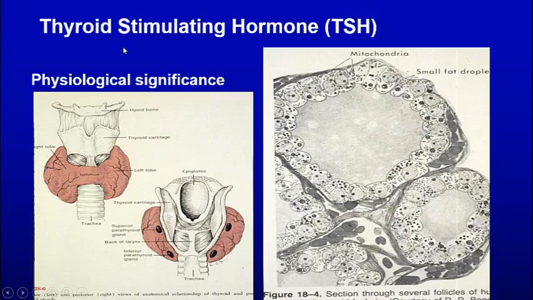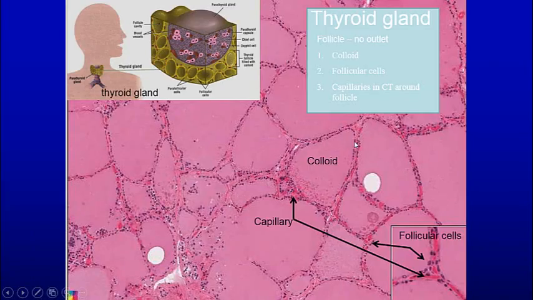Thyroid stimulating hormone is another hormone. Its significance is to regulate metabolism. And the hormone is actually stored, a precursor to the hormone, the thyroglobulin, is stored extracellularly. In order to keep it corralled, it has to be in a follicle. A follicle basically has no outlet. Anything that goes in and out has to go through cells, and that's what we're talking about.